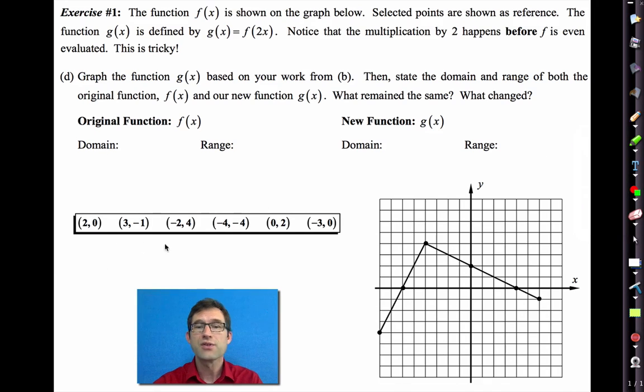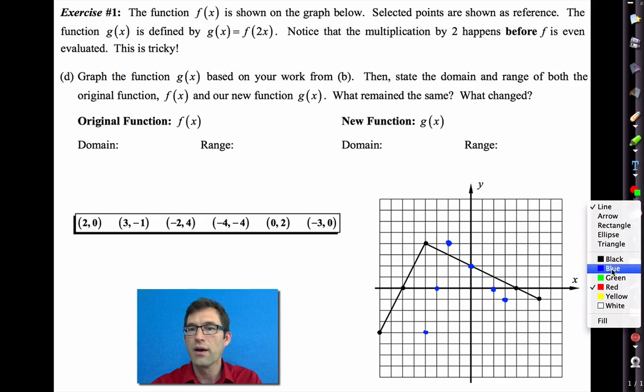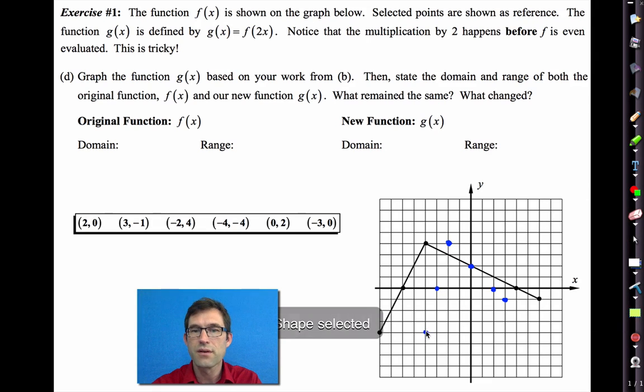I'm going to go back to blue. So let's plot these points. (2, 0) is right here. (3, -1) right there. Then the points at -4, (0, 2) is right there, and (-3, 0) is right there. I think I'm going to connect these all with a nice blue line, or a set of blue lines. One is there to there, and one is from there to there.